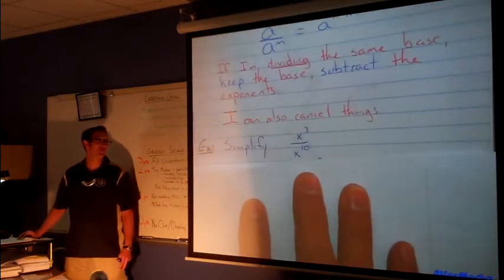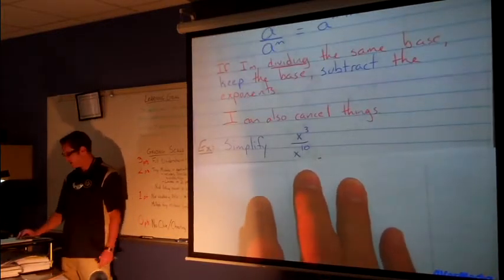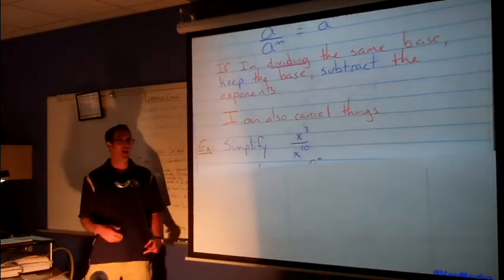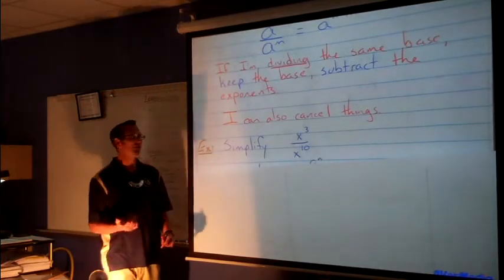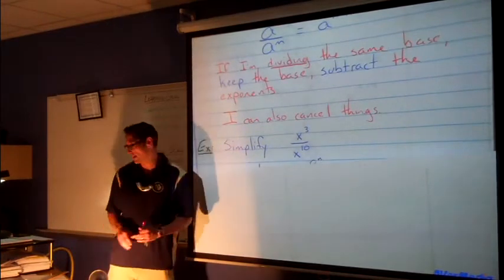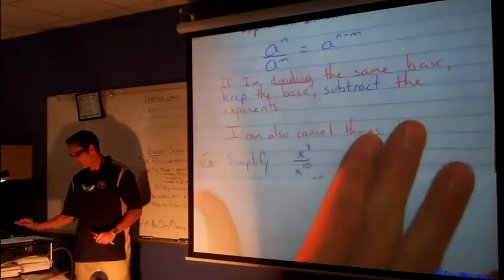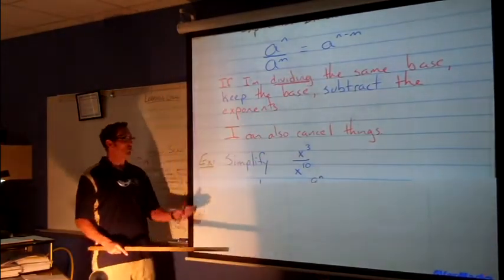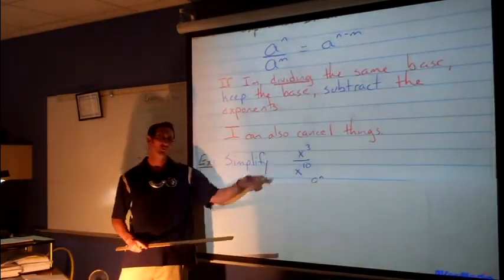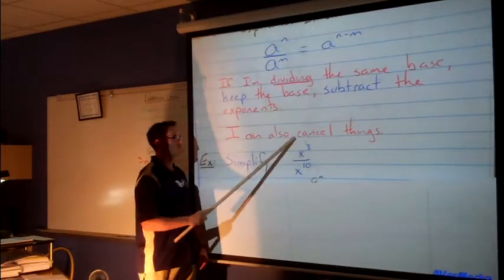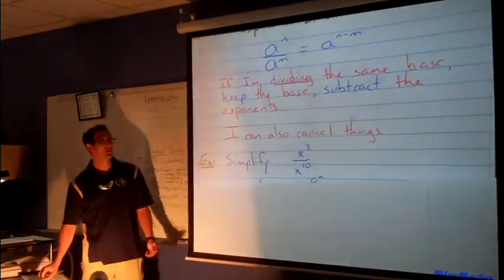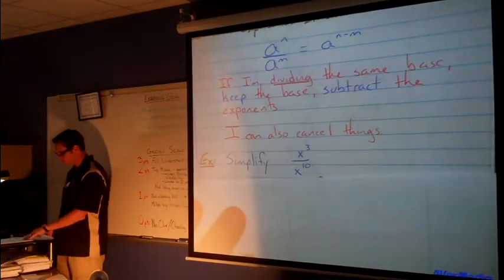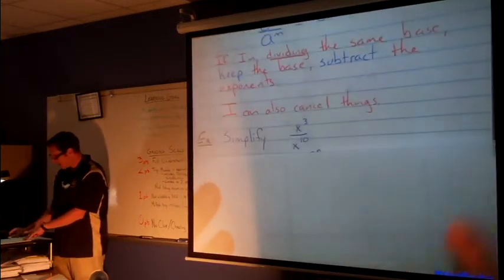If we were to simplify the expression x to the third over x to the 10th, we can use the law of exponents the way it's read, where you keep the base and subtract the exponents, or you can look at this example the way I do, which is cancel stuff. So we're going to go over how each of those looks with this example.